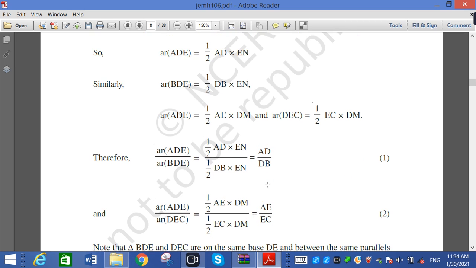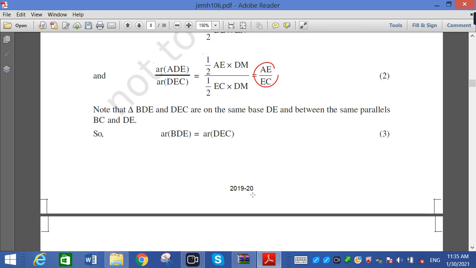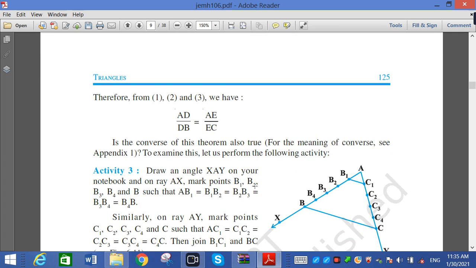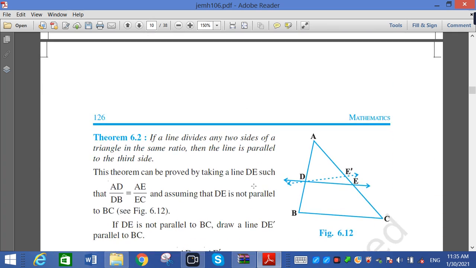So equations 1 and 2 we compare, we can get the area of BDE and DEC. These two are equal. So from equations 1, 2 and 3 we say that AD upon DB is equal to AE upon EC. So that is theorem 6.1. It is an important theorem and you have to learn this theorem anyhow.